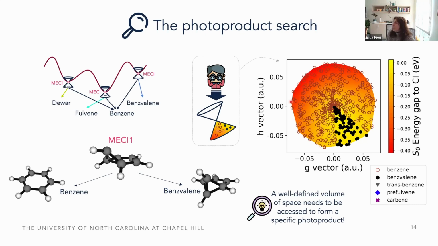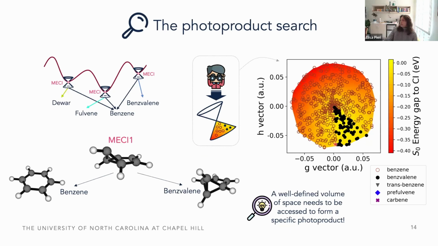And this is expected that the majority of them lead to benzene, because remember, when you shine light on benzene, mostly you get benzene back. But then there are these ones. These points are the ones that lead to benzvalene. So for MECI number 1, there is a portion of the cone that leads to benzvalene.